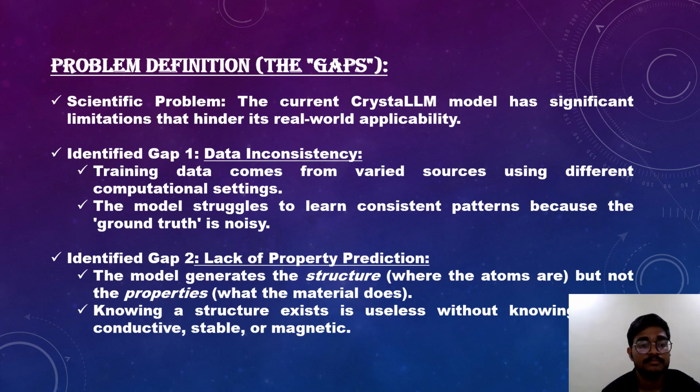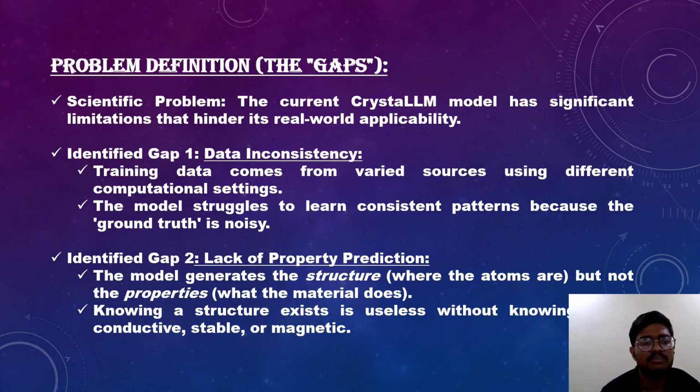This makes the process of discovering new materials much faster and more efficient. Coming to our problem definition, although the CrystalLLM model is very powerful, there are still some limitations. The first problem is data inconsistency. The training data used for the model comes from different databases and similar resources. Each of these sources may use different computational methods or settings. Because of this, the data may not be fully consistent and the model may learn incorrect or noisy patterns.